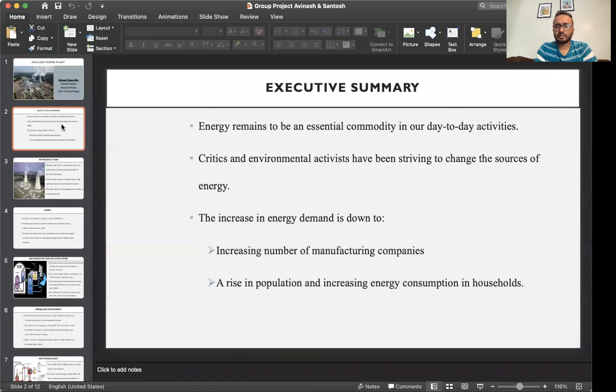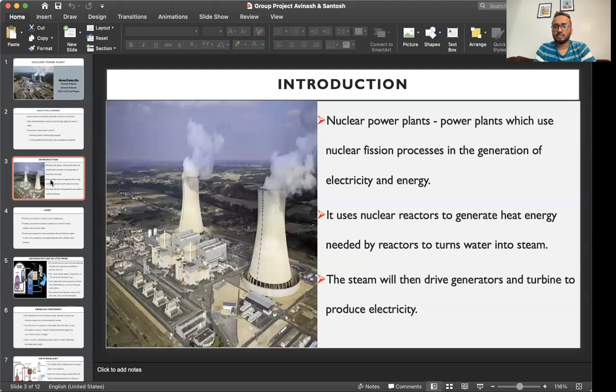As we know, the demand for energy is increasing every day in the world. It's due to the increasing number of manufacturing companies and the increasing energy consumption in households, like electronics, AC, cooling and heating systems, and many others.